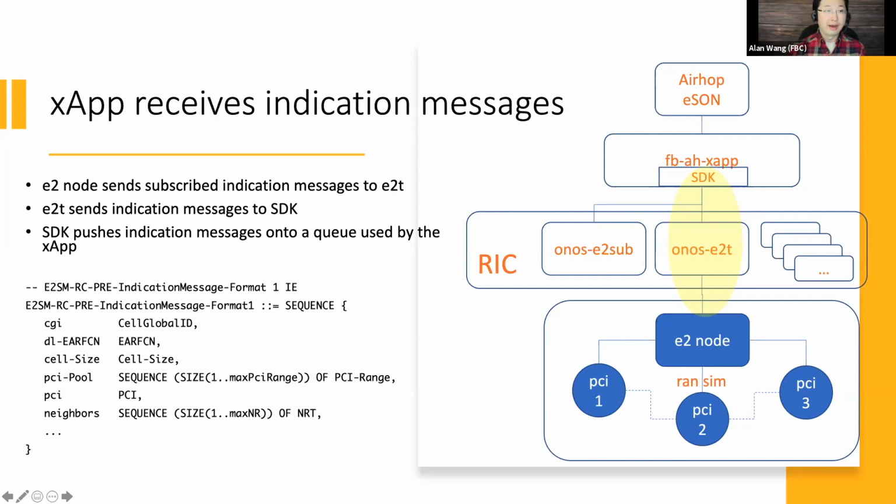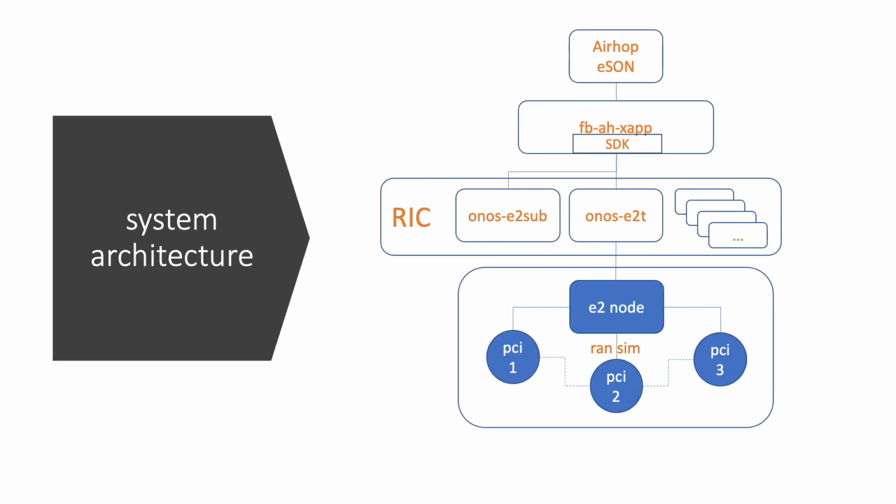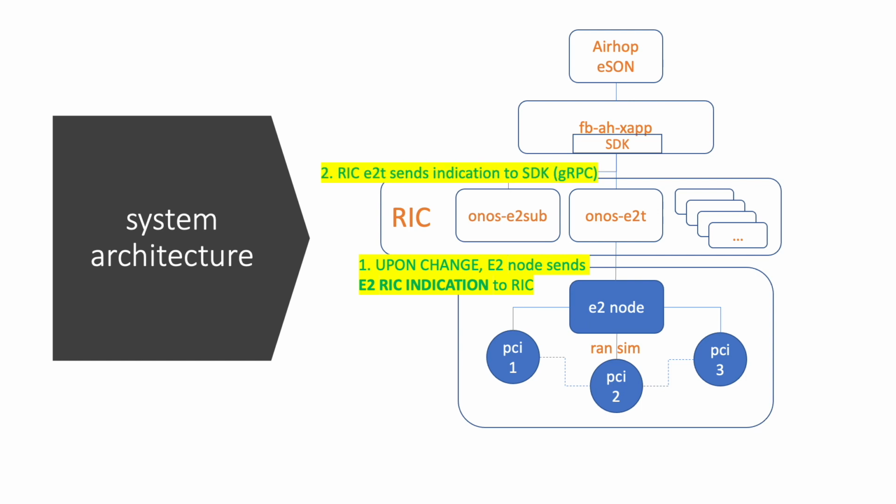And so here, what I have is the example of the indication message format from the ASN1. So the E2 node generates messages in ASN1. It goes to the E2T, which will turn them into proto structs, and via gRPC sends the message to the SDK. The SDK will push the messages onto the queue, and the xApp will have a way to consume this information.